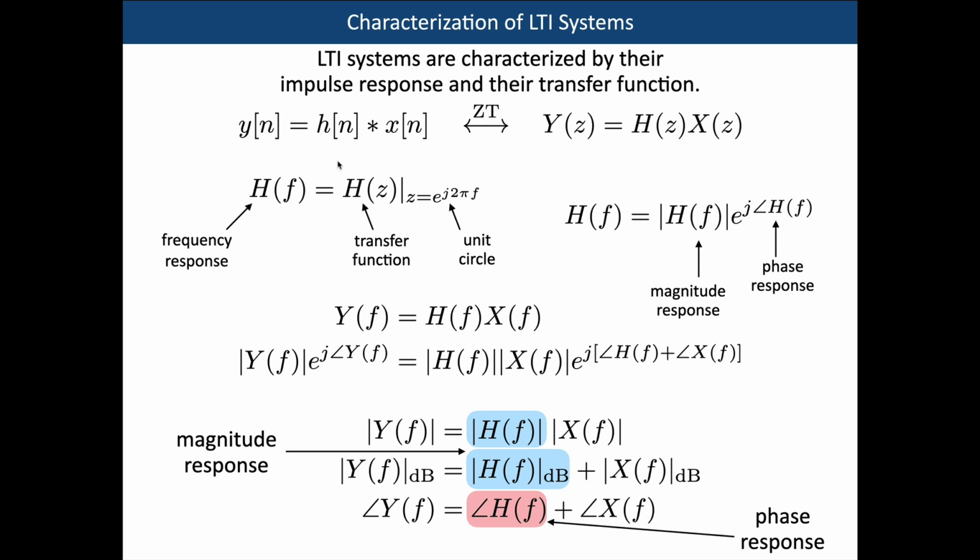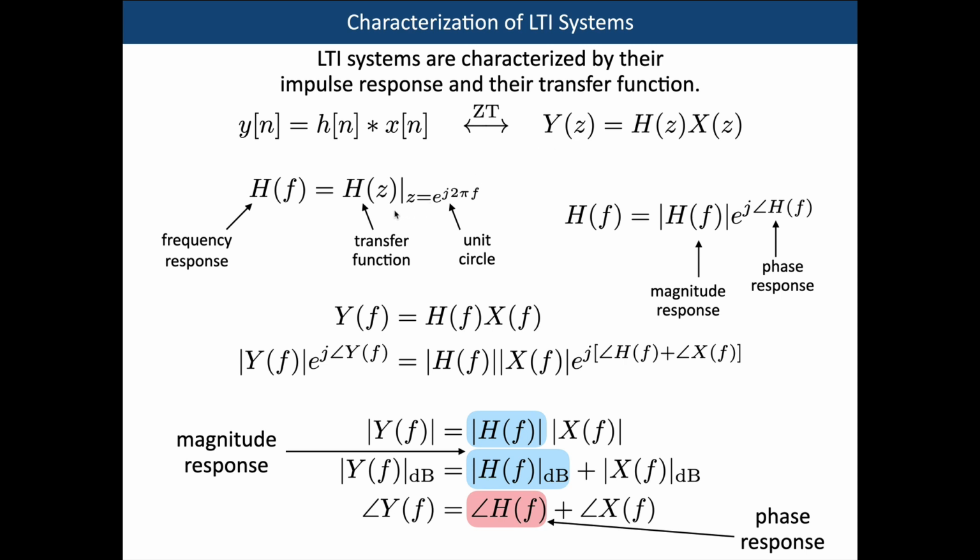On the left here, we see the symbolic representation of convolution of an input signal x with the impulse response h gives the output signal y. In the Z-transform domain, we know that convolution becomes multiplication, so here we have the Z-transform of the input times the transfer function of the system yields the output Z-transform.